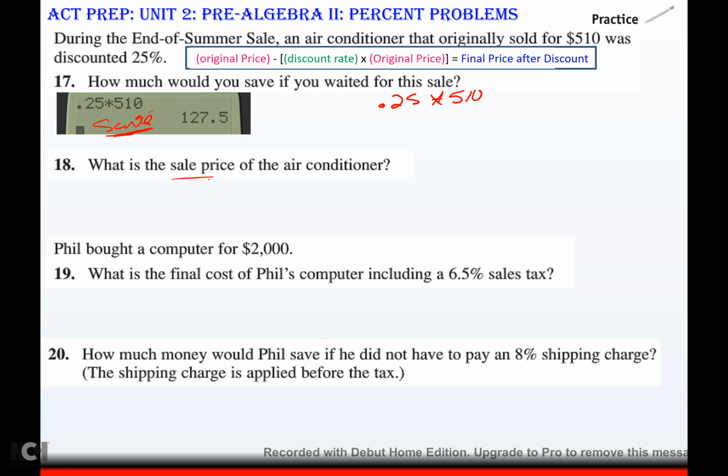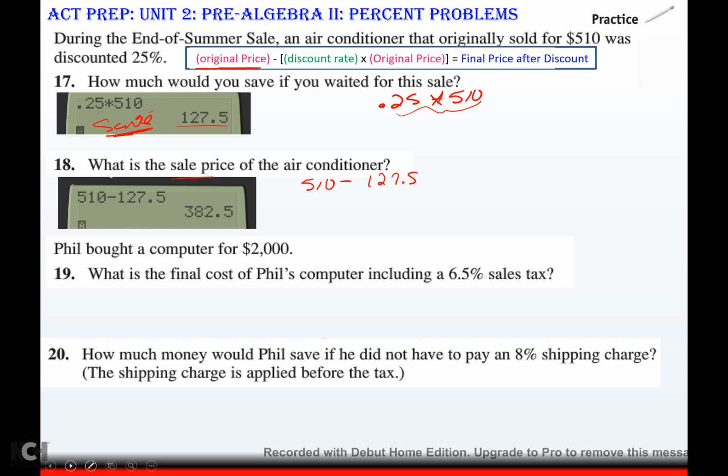Okay, so what is the sale price of the air conditioner? Well, that's where the formula comes in. You take your original price, which was $510, and you subtract the discount, which is $127.5. They're just forcing you to do this step by step. I do it all in one step, but so the sale price is going to be $382.50.